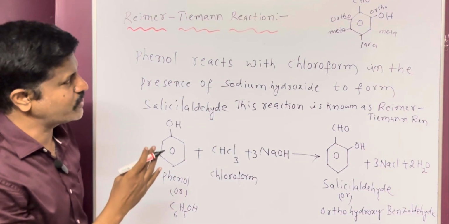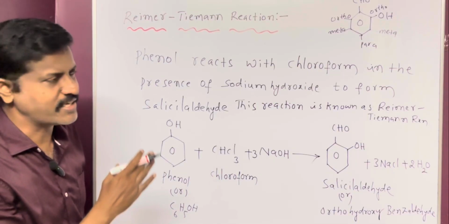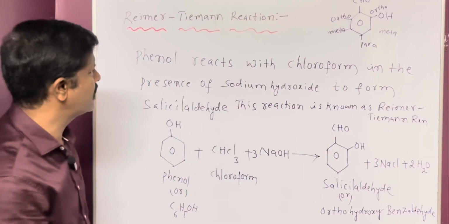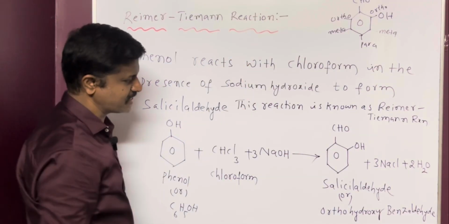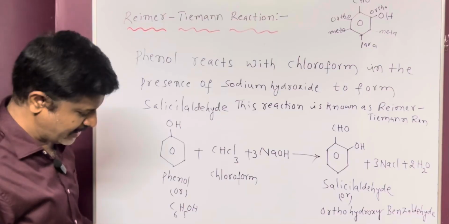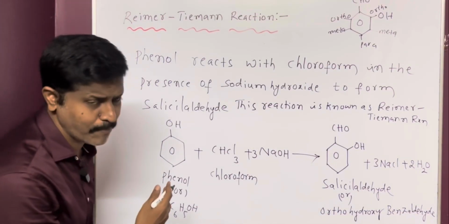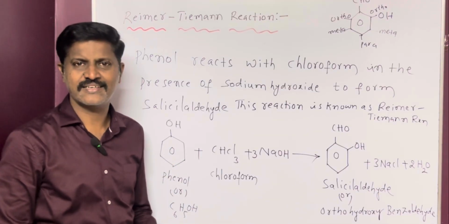At ortho position OH group is present, so it is called orthohydroxy benzaldehyde. Clear? Now this is Reimer Tiemann reaction. Okay, my dear students, this is a very simple reaction. This is a very, very important reaction.